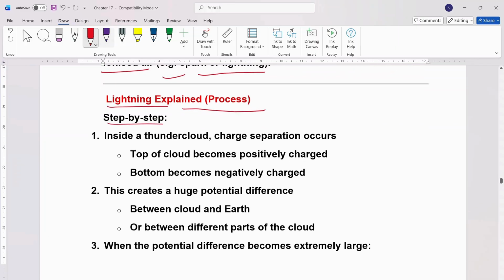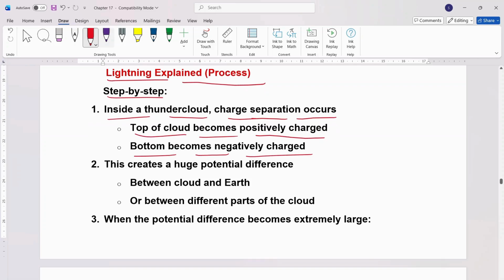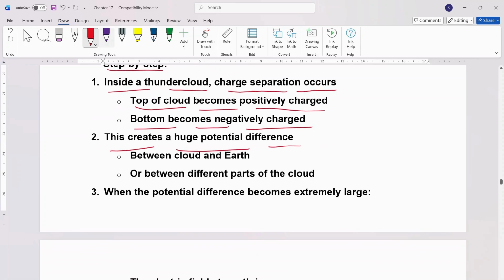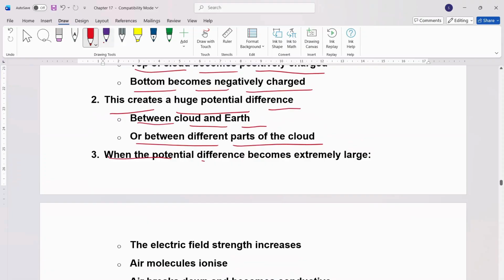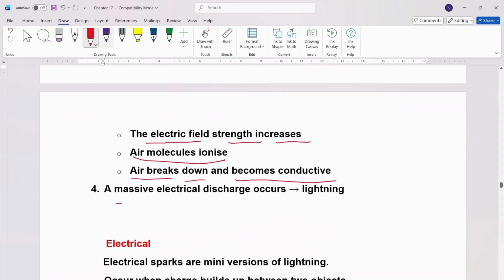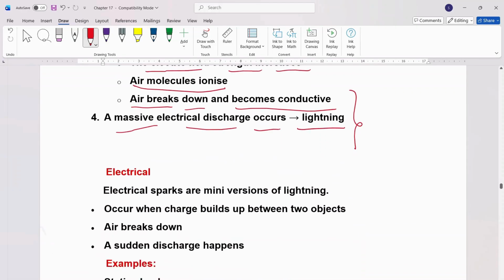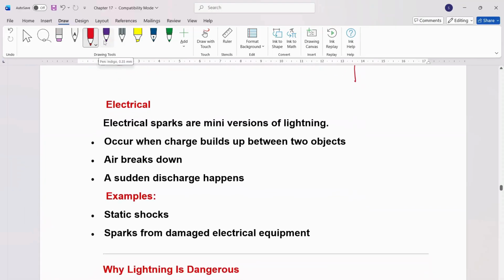Step by step: inside a thundercloud, charge separation occurs. The top of the cloud becomes positively charged, the bottom becomes negatively charged. This creates a huge potential difference between cloud and earth, or between different parts of the cloud. When the potential difference becomes extremely large, the electric field strength increases. Air molecules ionize, air breaks down and becomes conductive. A massive electric discharge occurs, which is called lightning. So that's how lightning occurs. Understanding and remembering the steps is very crucial from the examination perspective.